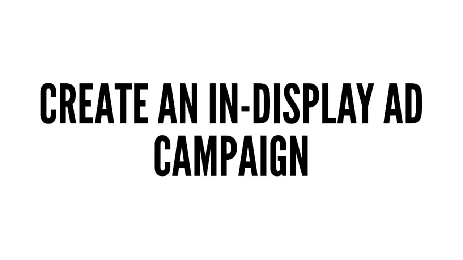So the first thing that I want to do is also create an in-display ad campaign. So there's two kinds of video ads on YouTube. There's the in-stream ads, and that's all we've been talking about today, just in-stream ads. The ads that show up in front of the videos on YouTube, the skippable ones. That's all we've been talking about up to this point.